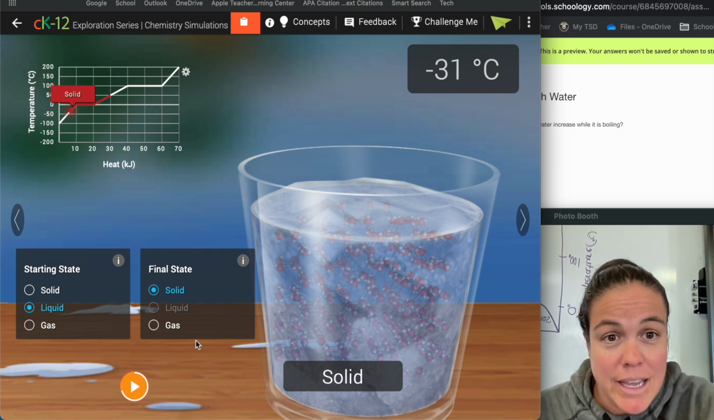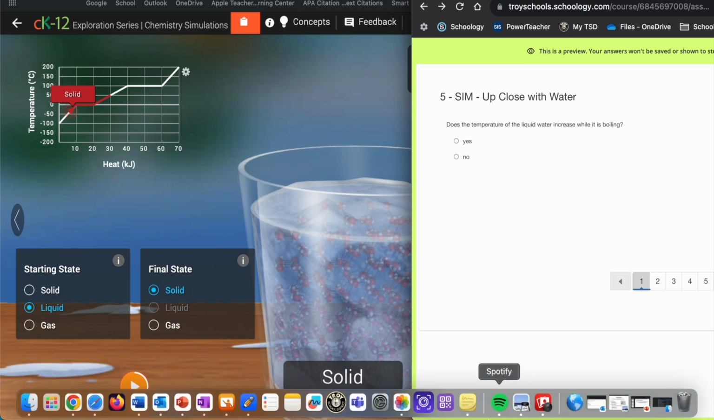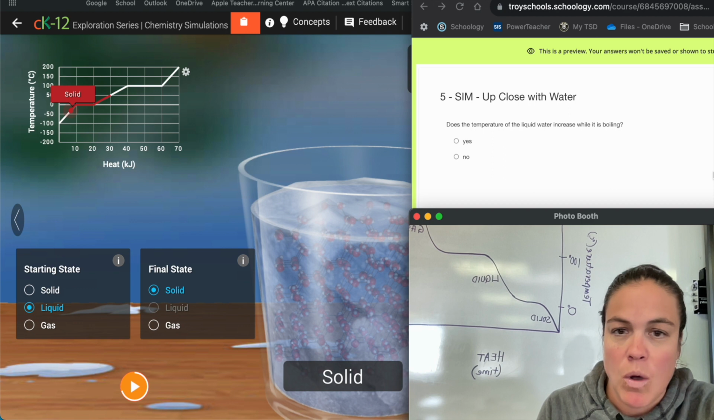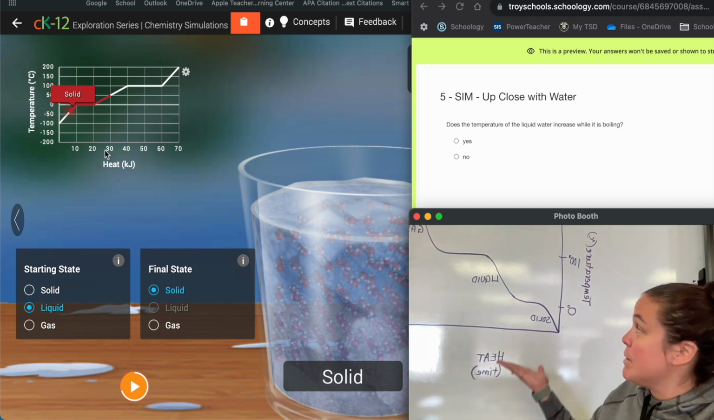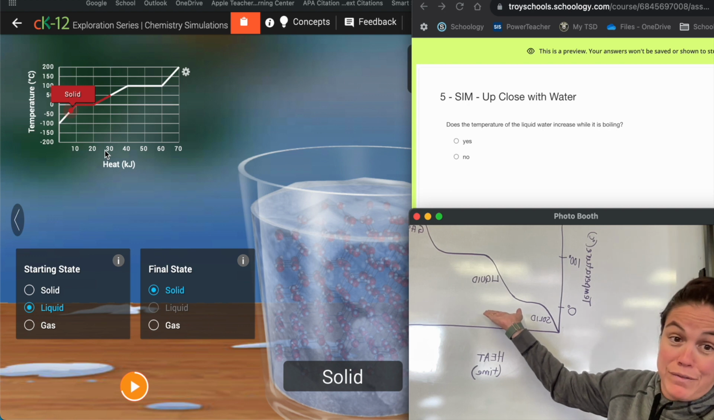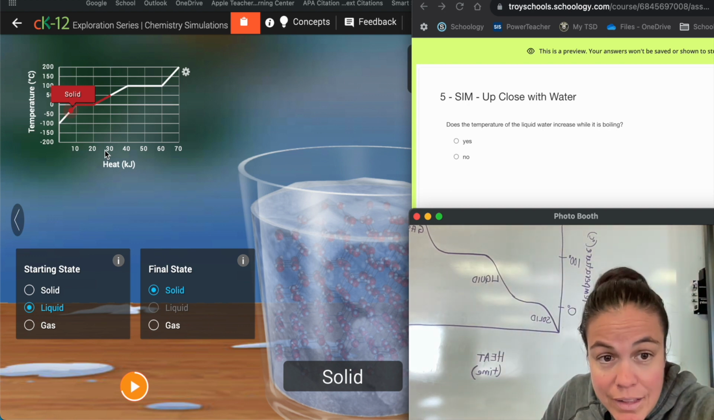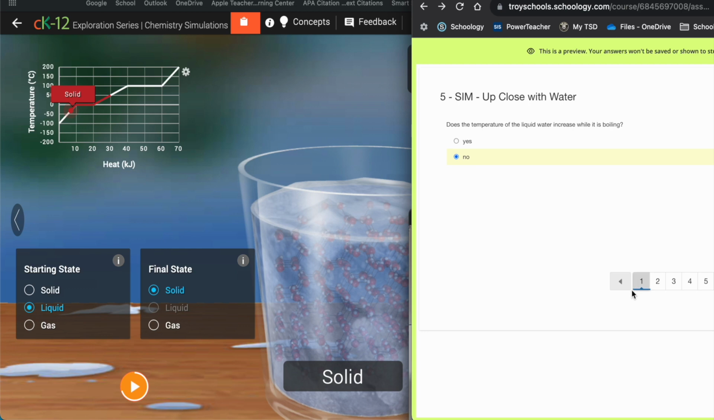Now let's take a look at the Schoology quiz, all right? It says, does the temperature of liquid water increase while it's boiling? Well, we know that from not only the simulation, but we've been looking at this graph, right? So we know that liquid water, while it's boiling, is not going to increase. Nope, it is not going to increase.